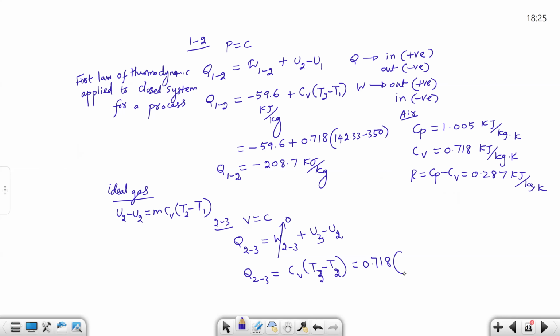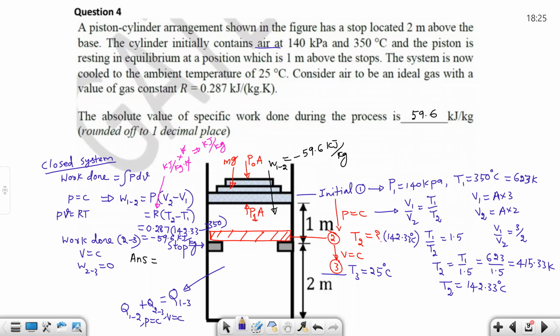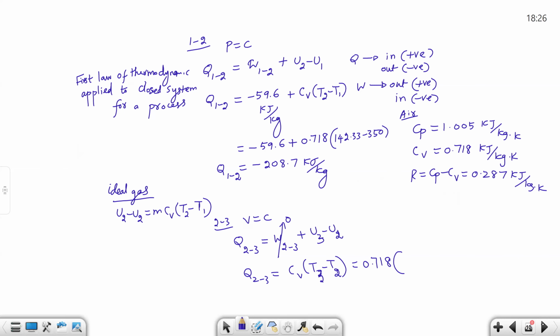T3, let's go and see T3. T3 is 25, T2 is 142.33. So 25 minus 142.33. So let's see. This also will be negative because you are losing heat, the heat is removed from the system.